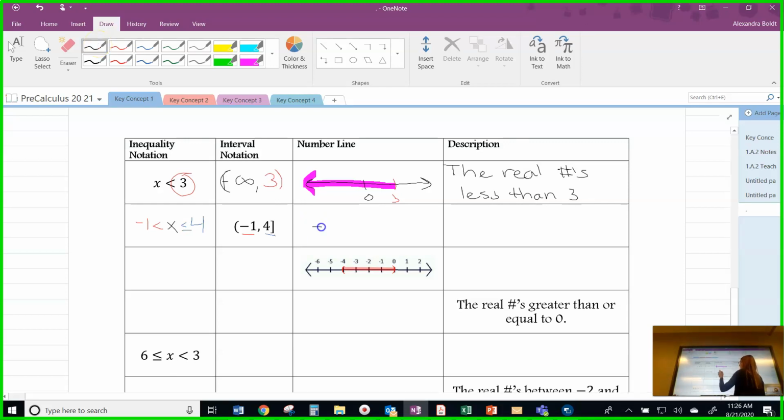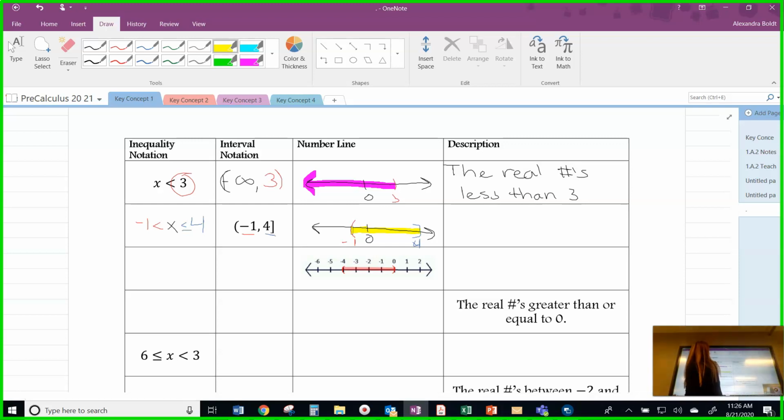For our number line, again, I'll put 0 in the middle. So negative 1 with a parentheses is probably right around here. And then 4 with our bracket is probably right around there. And again, we shade between the two.